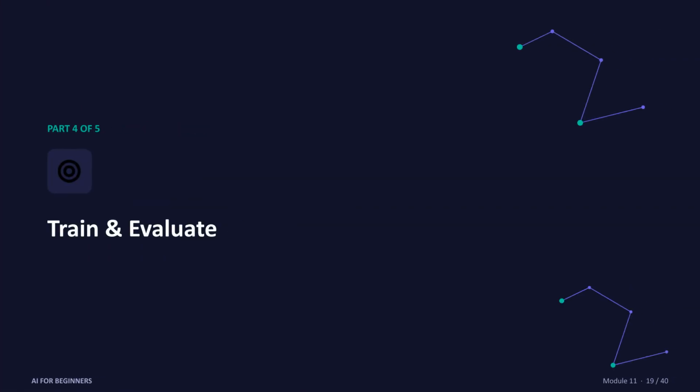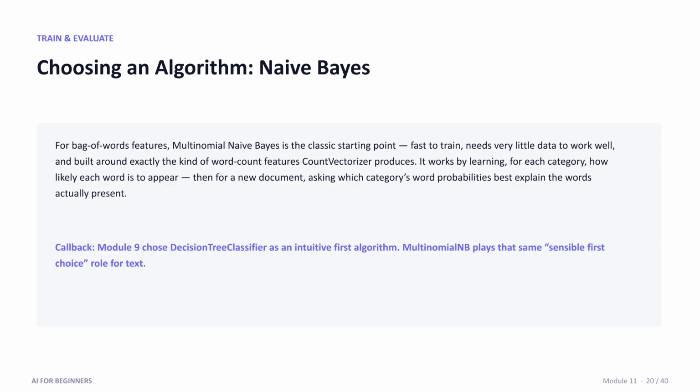With our data pre-processed correctly, we move into the 4th part of our module, training and evaluating our model. We will follow the standard pattern of fitting, predicting, and scoring, now applied to real text. For our algorithm, we choose Multinomial Naive Bayes. It is the classic starting point for bag of words text classification, because it is fast to train and works exceptionally well with word count features.